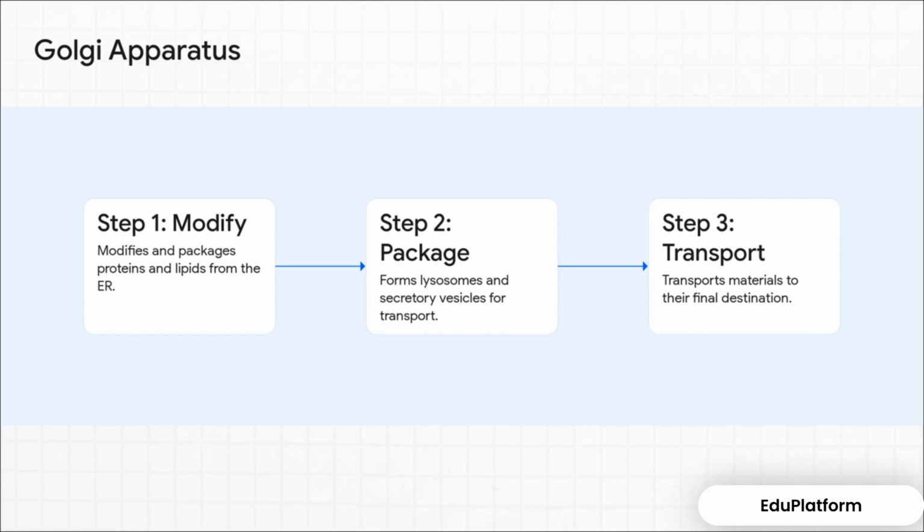Check this out. Step 1, it receives the raw products from the ER. Step 2, it modifies them, kind of like quality control. Then, step 3, it packages them up into these little transport bubbles called vesicles and ships them off to their final destination. And that could be anywhere, across the cell, or even all the way outside the city.